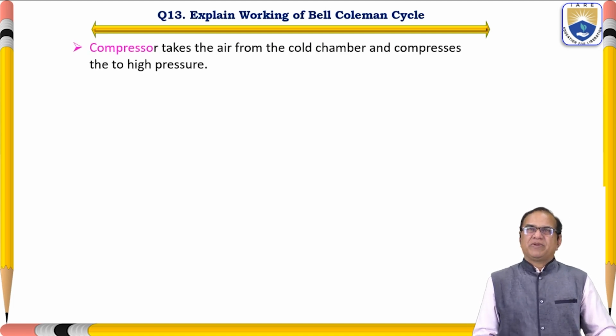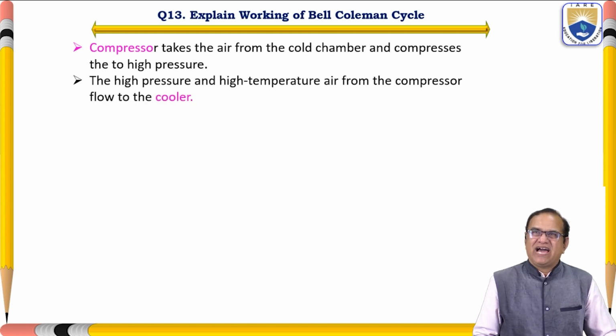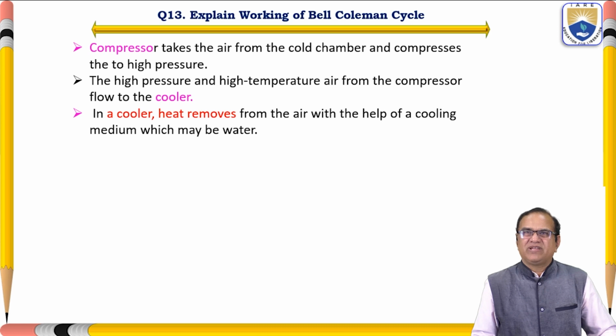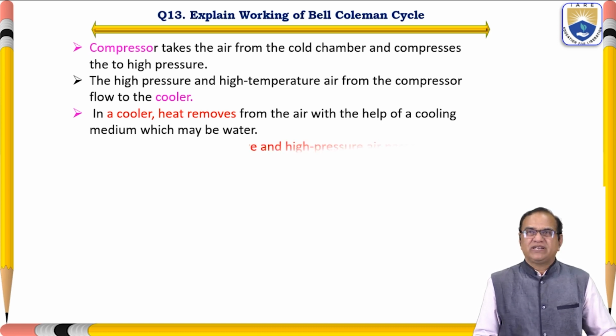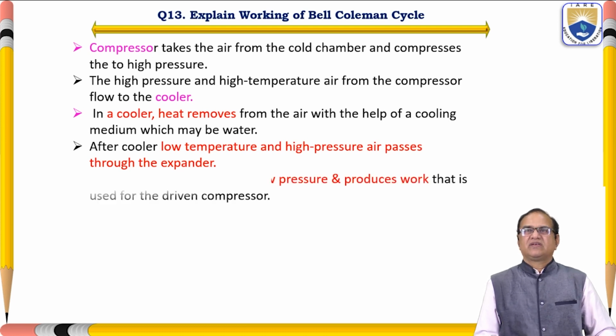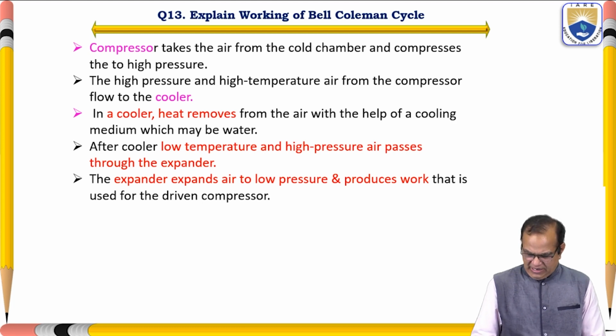So here the compressor takes the air from the cold chamber and compresses it to high pressure. The high pressure and high temperature air from the compressor flows to the cooler. In the cooler, heat is removed from the air with the help of a cooling medium, which may be water. After the cooler, low temperature and high pressure air passes through the expander.